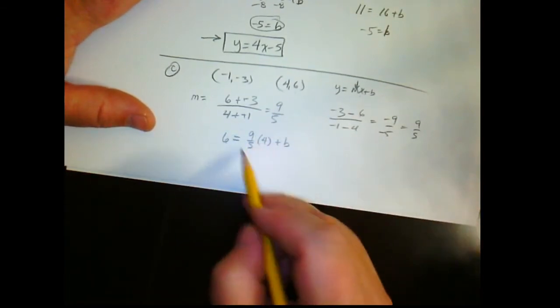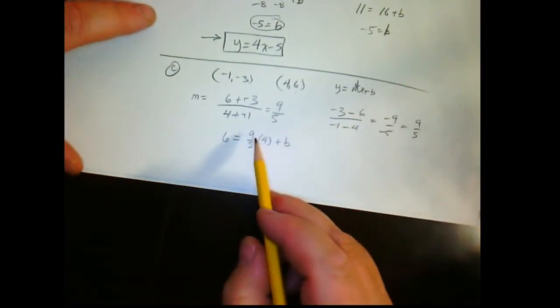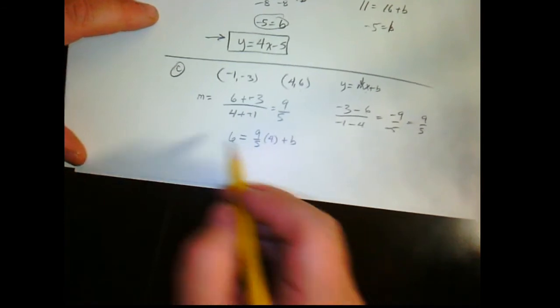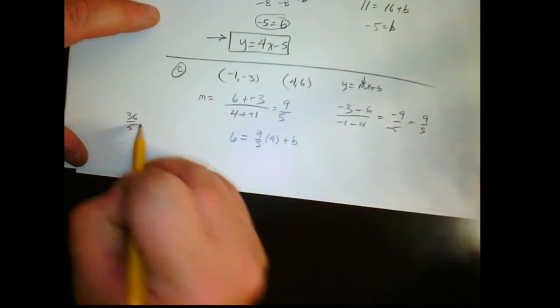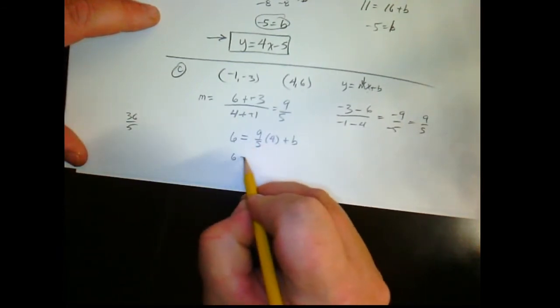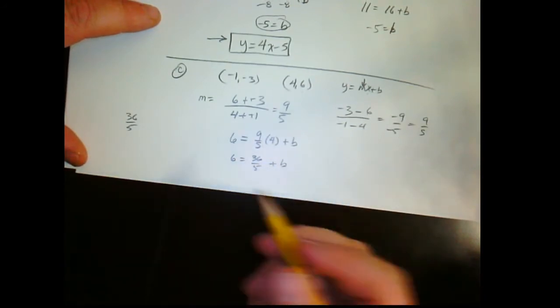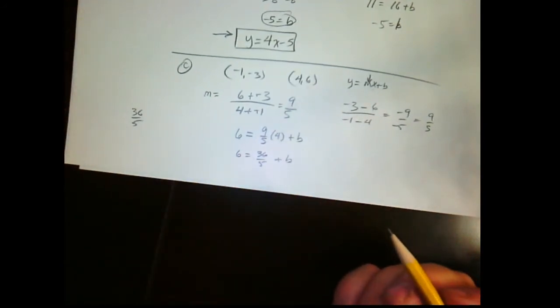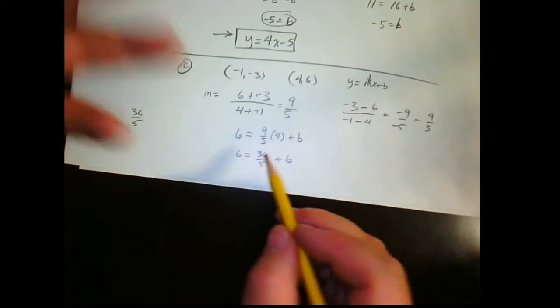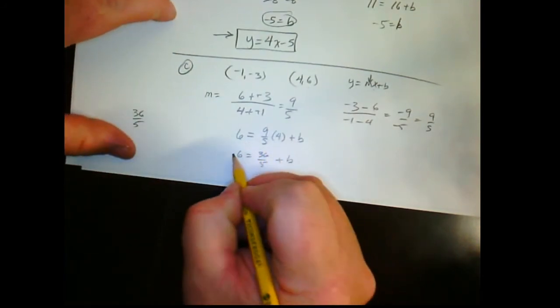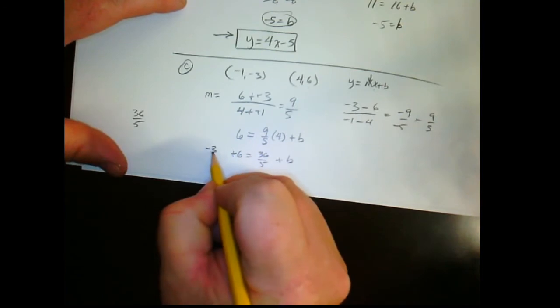Okay, so I got to fix this, right? Can't reduce. So that's 36 over 5, right? That's 36 over 5. 6 equals 36 over 5 plus b. So now I have to subtract 36 over 5 from both sides, right? I have to subtract this number from both sides. So that's a positive. I have to subtract 36 over 5.